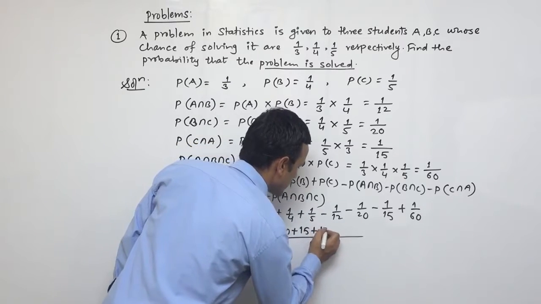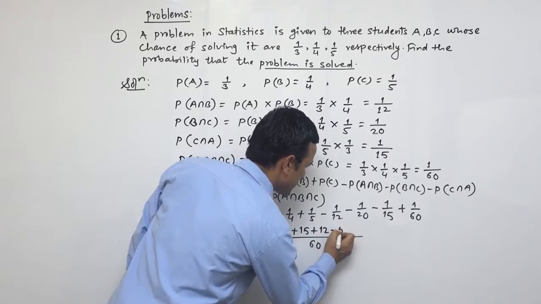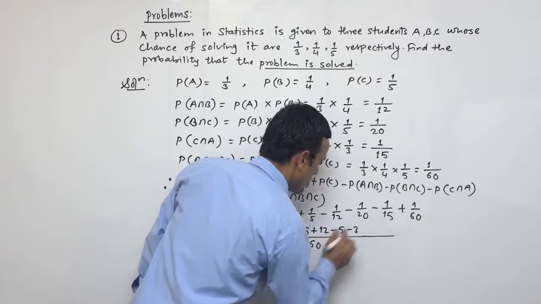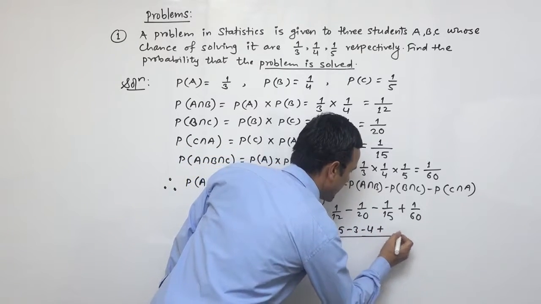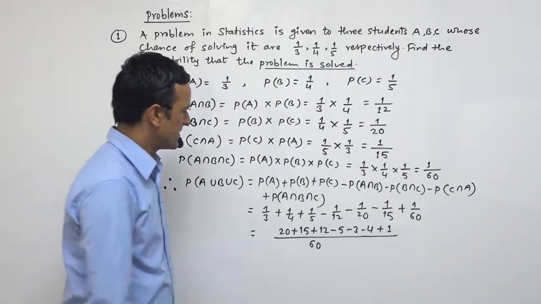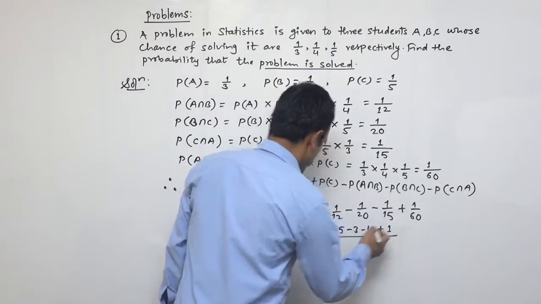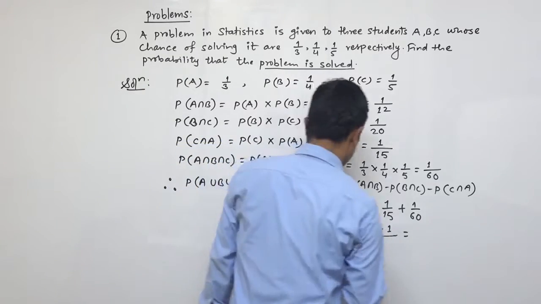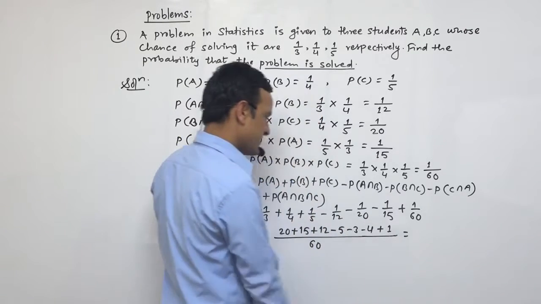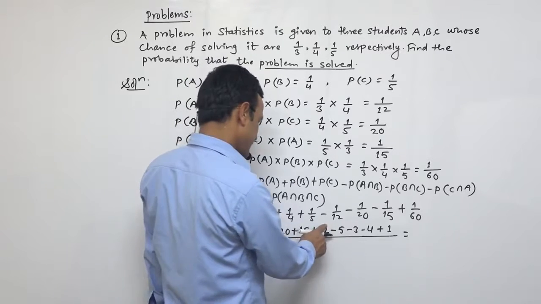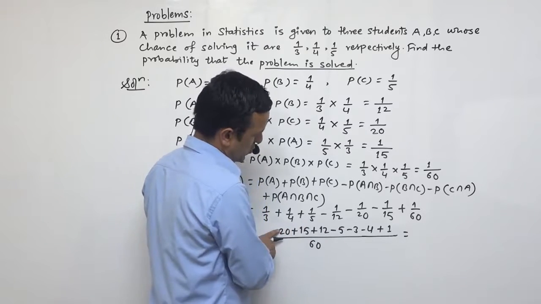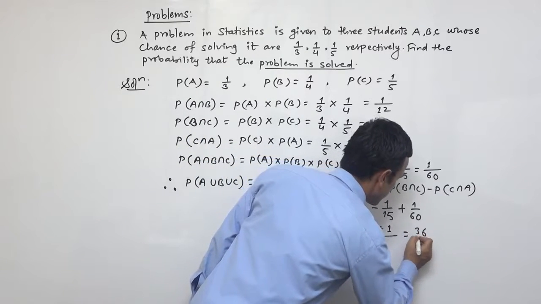So 1 twos are 2, 1 fives are 5, 2 threes are 6, 1 fours are 4, and 6 ones are 6. After simplification, we get this term. Now we can cut down this term. 5 minus 3 minus 4 means 12. 12 cancels. Then 15 and 1 is 16, 16 and 20 means it is 36.